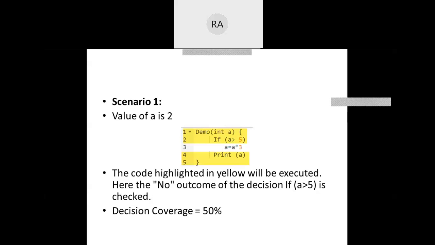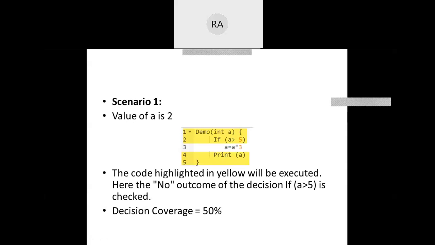Okay? 2 is not greater than 5. So I have to come out of the if block and print this. That's why the evaluated value is false, which is equal to 1. As per the formula, the number of decision outcomes exercised is only 1 here, that is the false value, divided by the total number of decision outcomes. As I have already told you, it can be either true or false, so the total number is 2. 1 divided by 2 is 50%. So decision coverage is going to be 50%. Okay, I hope everybody is understanding this. There is a difference between statement coverage and decision coverage.